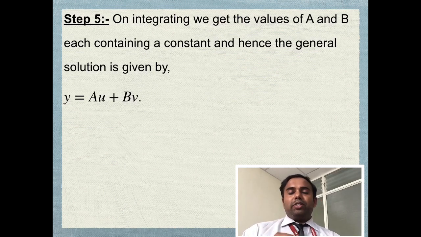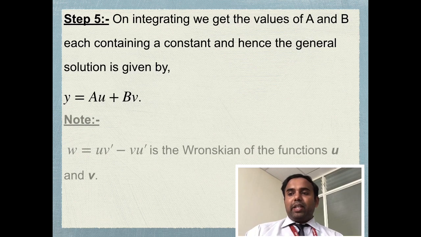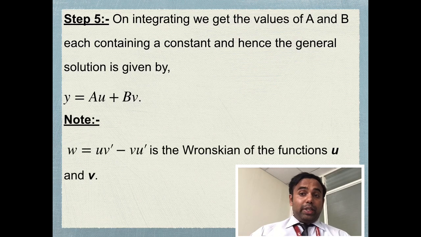So the main intention of step 5 is to integrate the previous expressions da by dx and db by dx, and find the values of a and b, which are in fact functions of the independent variable x. Okay, and I would like to mention one more thing here.